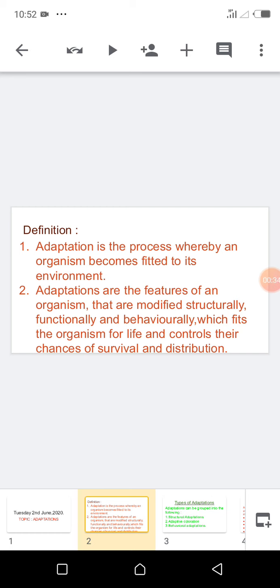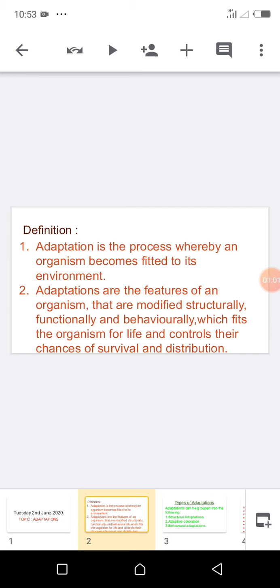And number two is adaptations with the S. It is defined as the features of an organism that are modified structurally, functionally, and behaviorally, which fits the organism for life and controls their chances of survival and distribution. Meaning these are the features an organism possesses that makes it able to live in whatever habitat it is found in.